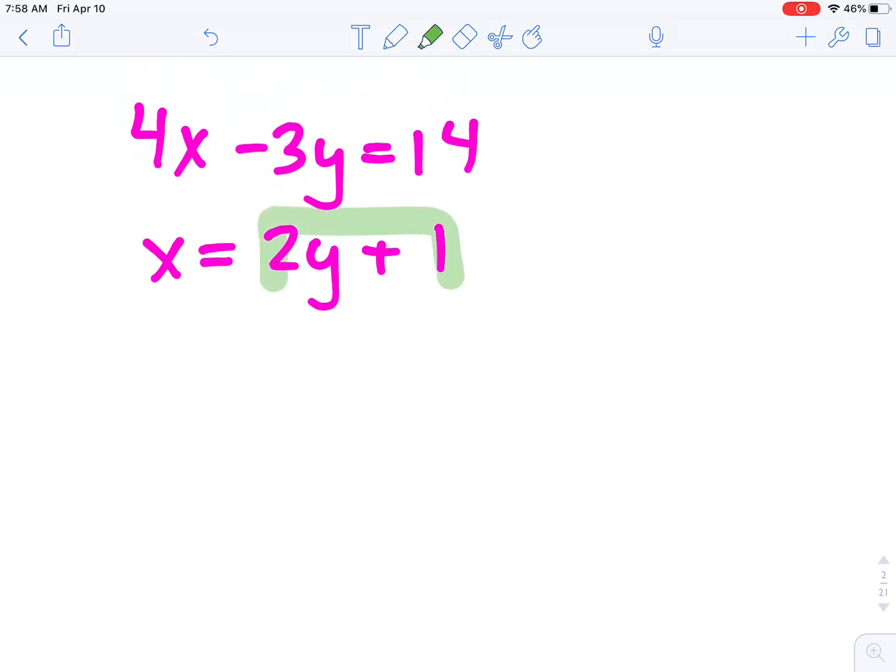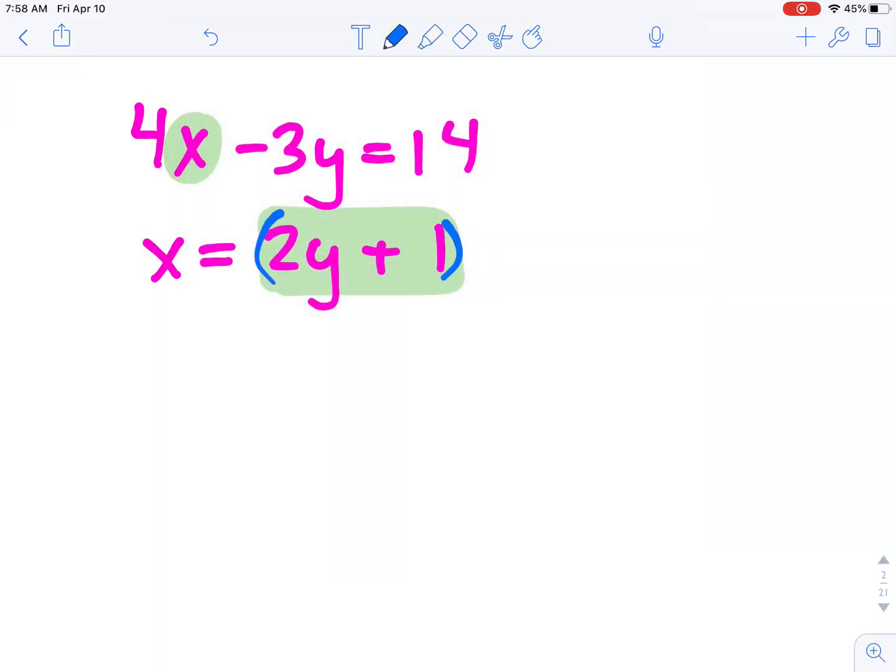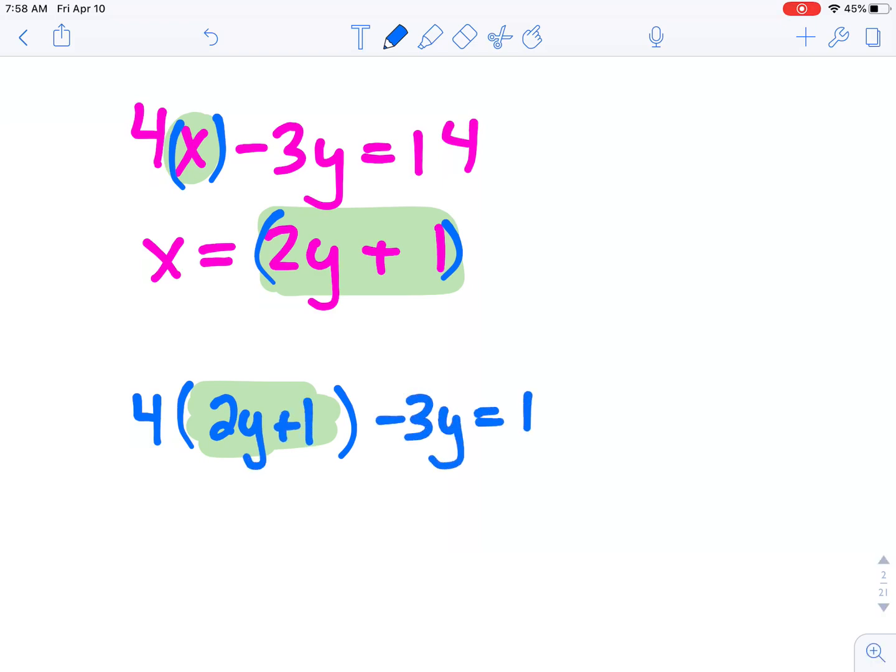What they're asking you to do is take that x equals and replace it for the x in the other equation. And you want to make sure that when you replace that you use parentheses. So rewriting my first equation, but replacing my x, I'm going to replace that x with 2y plus 1. And then continue writing minus 3y equals 14.